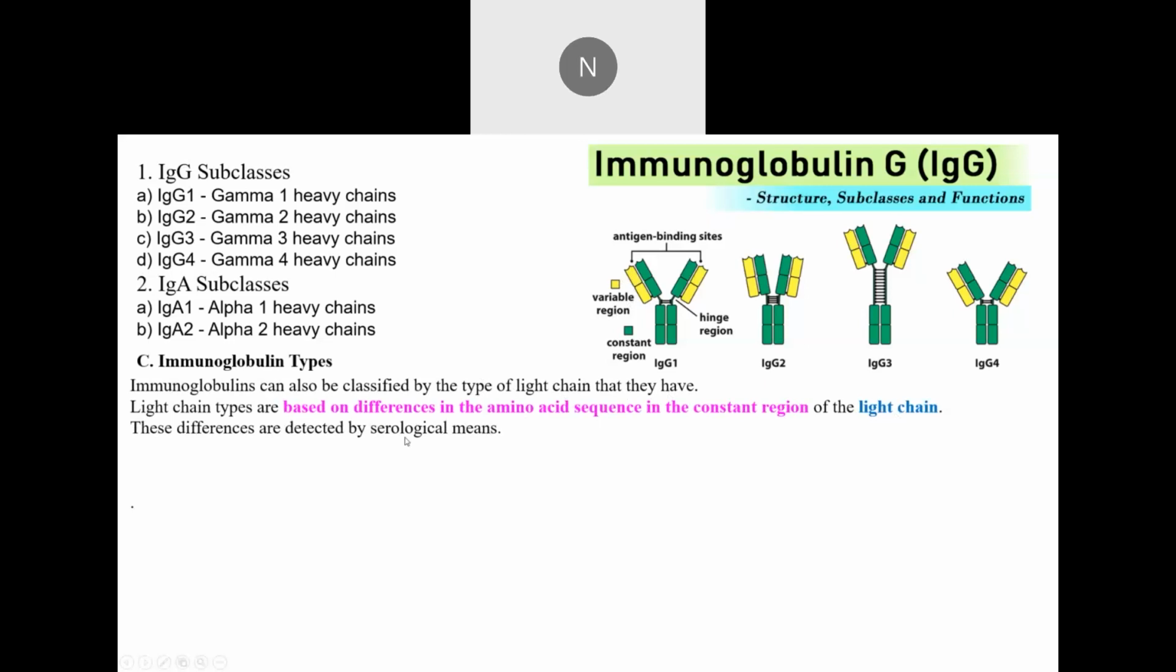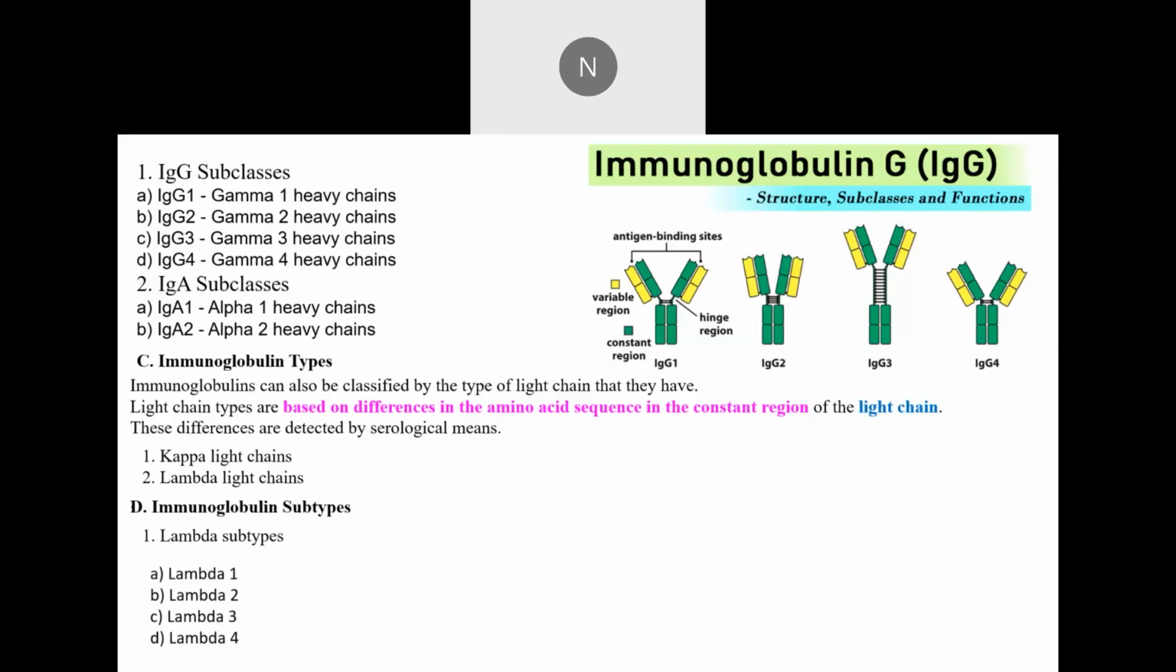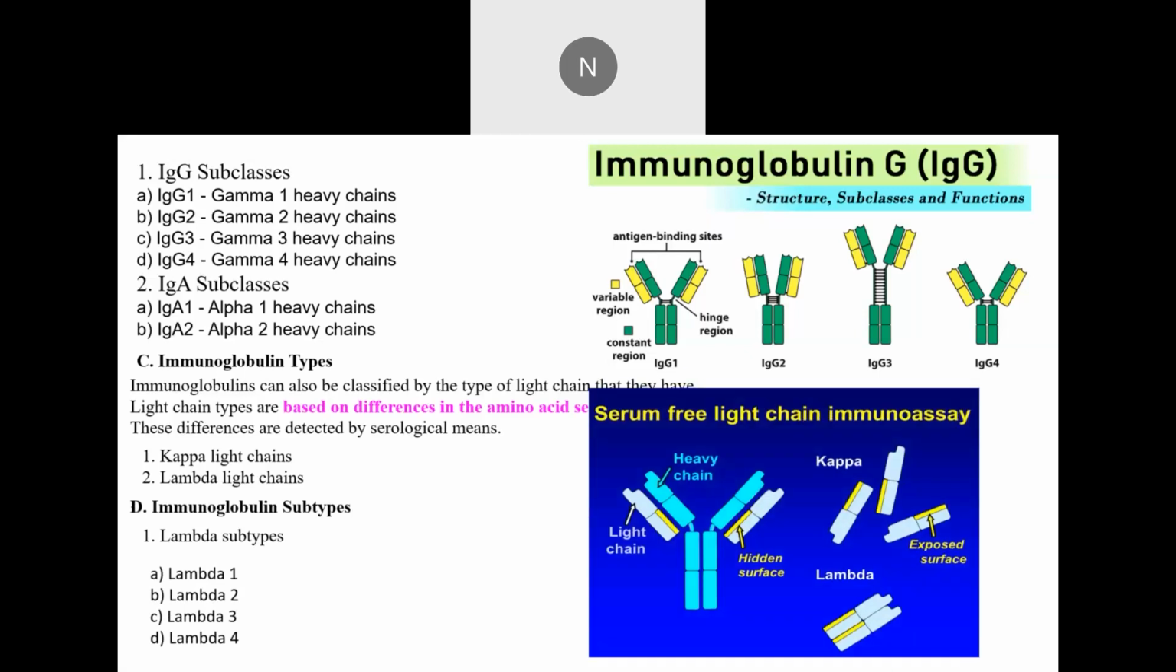We will be making it a physiological difference. That is done by what are called kappa light chains or lambda light chains. And for the immunoglobulin subtypes, lambda has subtypes 1, 2, 3 again. Even in the type, there are subtypes. And this is how the subtype is defined. See, this small portion, as I told you, on the lateral side of the Y, is the light chain. Here you can see. And this yellow portion is the sequence of the hidden surface.